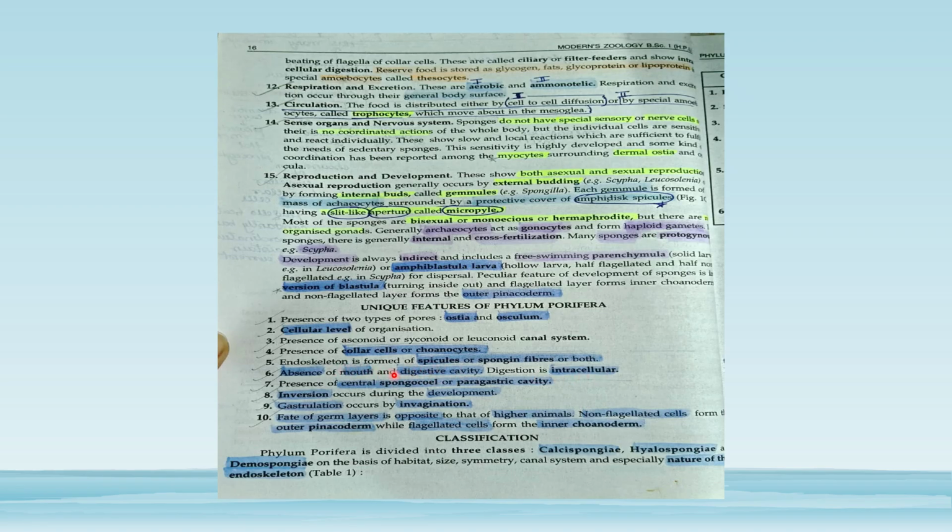An endoskeleton is formed of spicules or spongin fibers or both. Absence of mouth. Okay, this one is done. Presence of central spongocoel or paragastric cavity. Inversion, I told earlier, occurs during development, during the larval stage. Gastrulation is formed by invagination. Okay. Fate of germ cells is opposite to that of higher animals.